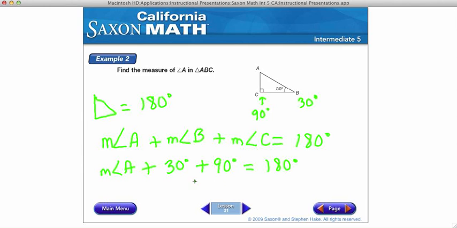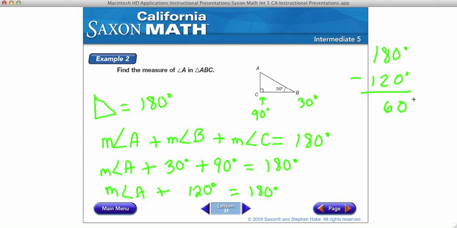So now I can add these two up. 30 plus 90 is 120. I'm still looking for the measure of angle A. So the measure of angle A plus 120 degrees equals 180 degrees. So I know from all of the math that I've solved before that I can take my sum, 180 degrees, minus one of the parts, 120 degrees, equals 60 degrees. So the measure of angle A equals 60 degrees.